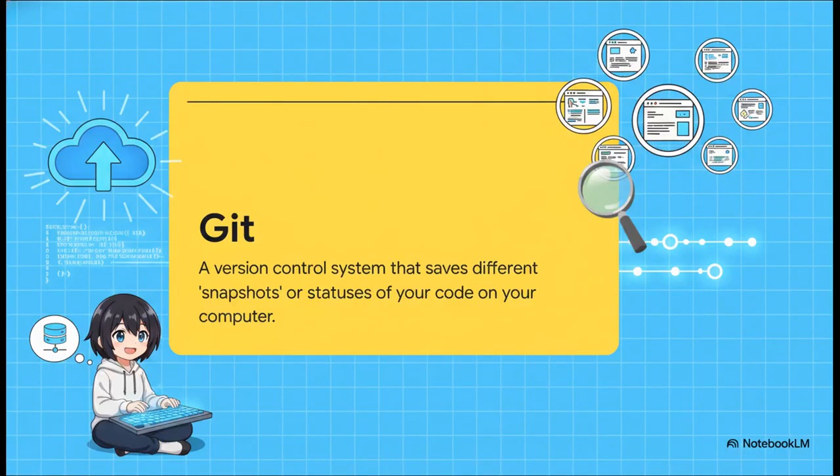Okay, so what is Git, really? The easiest way to think about it is like a super-powered save button for your project. Every time you make an important change, you create a snapshot that you can always go back to. It is, without a doubt, the foundation for this whole process.